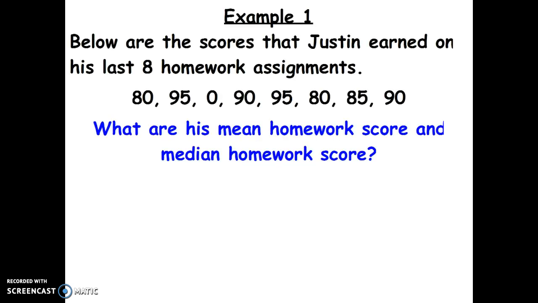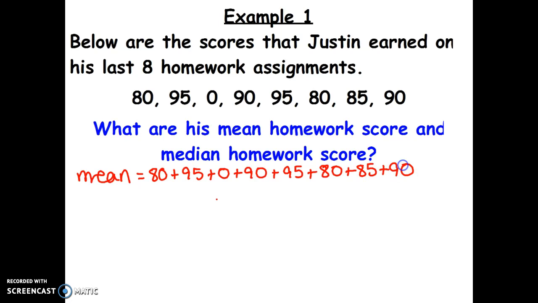Examples. Below are the scores that Justin earned on his last 8 homework assignments. What are his mean homework score and median homework score? Okay, so to find the mean, we're going to add all of these together. So it's going to be 80 plus 95 plus 0 plus 90 plus 95 plus 80 plus 85 plus 90. Add them all together and divide by the total number of elements, which is 8.